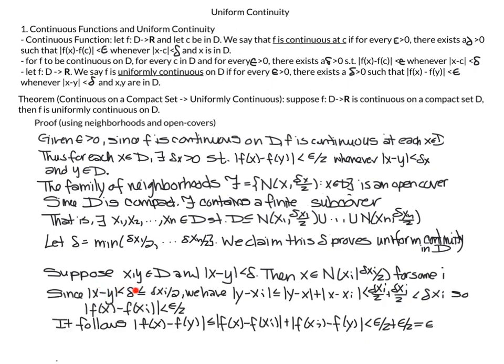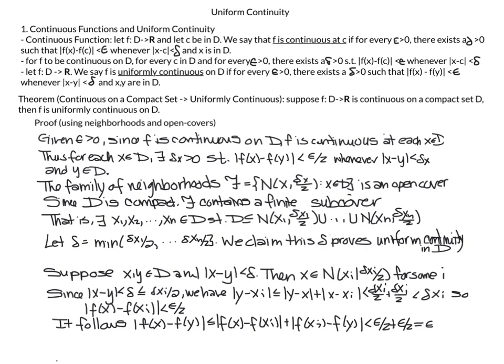Now we have |x − y| < δ, which is less than or equal to δ(x_i)/2, because δ was chosen to be the minimum of the radius of our neighborhoods. Then we have |y − x_i|. Here we just took this and added and subtracted x in the middle, and then separated out the two absolute values. So we have |y − x| < δ(x_i)/2, plus |x − x_i| ≤ δ(x_i)/2. These two together added give us δ(x_i).